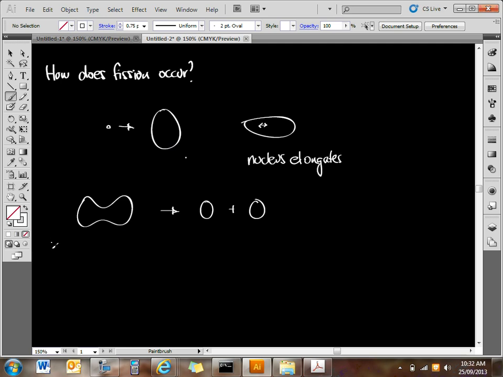So the nucleus vibrates. Yes, but uncontrolled. We'll talk about that shortly. The nucleus vibrates and elongates.